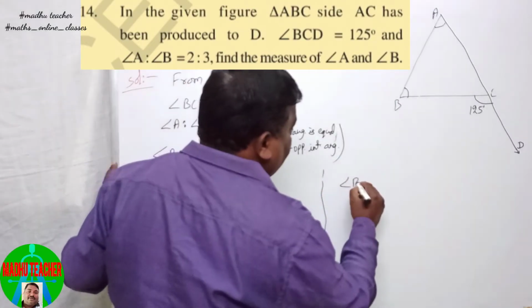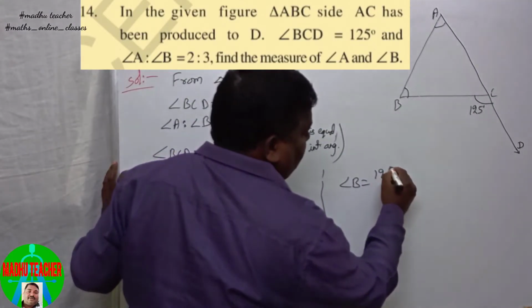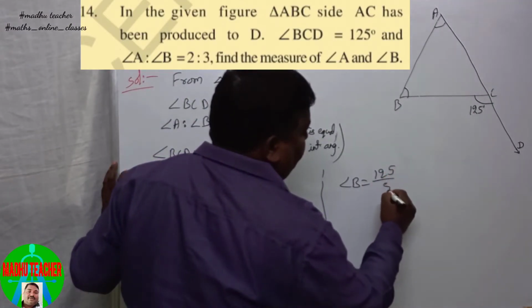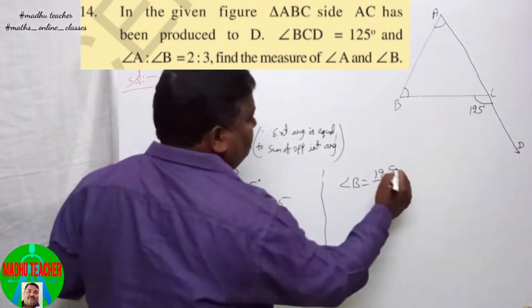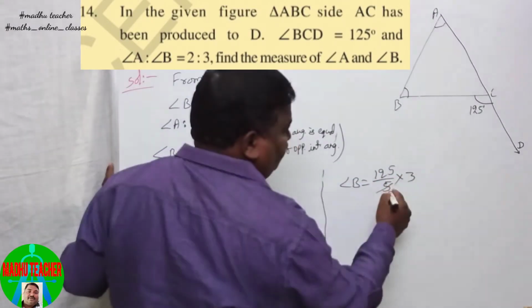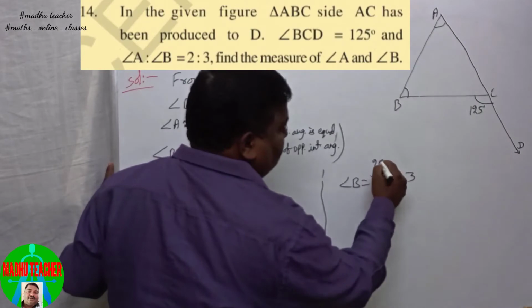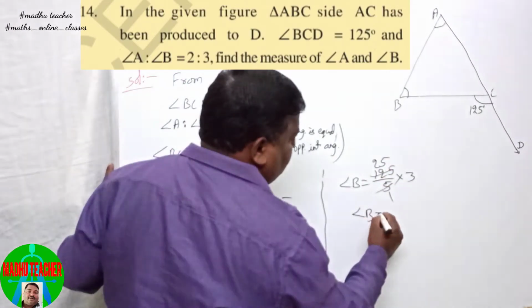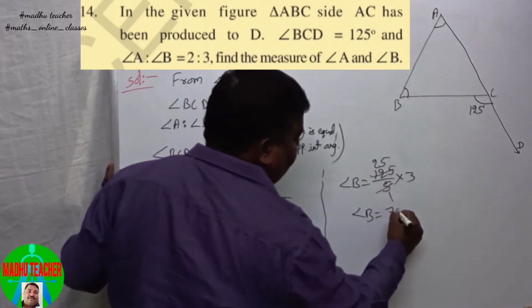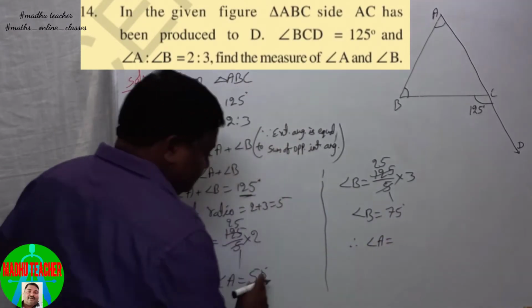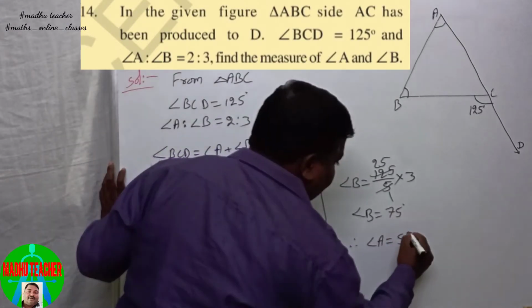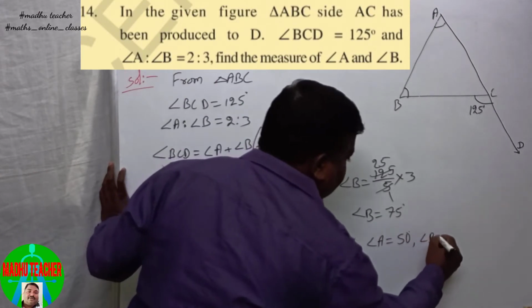Angle B equals total 125 divided into 5 parts, and B's ratio is 3. 5 ones are 5, 5 twos are 10, 5 fives are 25. Angle B equals 25 threes are 75 degrees. Therefore angle A equals 50 degrees, angle B equals 75 degrees.